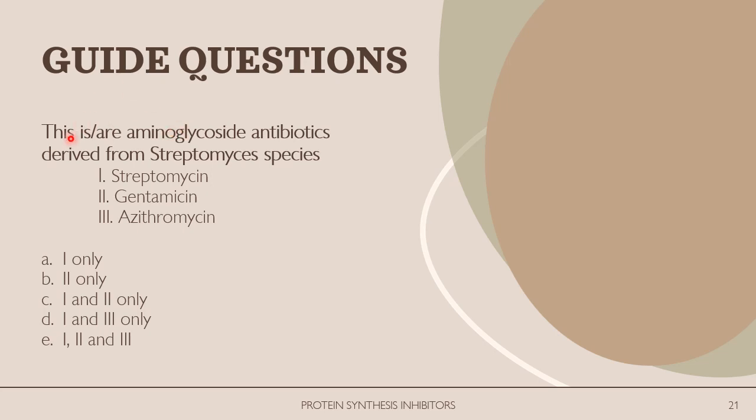Guide question number 2. These are aminoglycoside antibiotics derived from Streptomyces species. Madali lang to. So again, if the aminoglycoside ends with MICIN, it is isolated from Micromonospora. Pag nag-end naman sa MYCIN, it is isolated from Streptomyces. So the correct answer here is 1 only, so letter A. So bakit mali itong number 3, kahit na nag-end siya sa MYCIN? Because your azithromycin is a macrolide, okay, not an aminoglycoside.